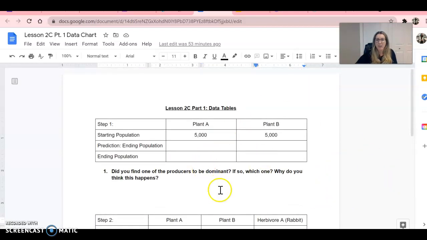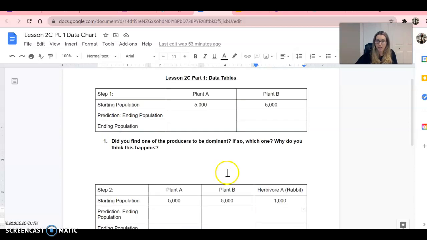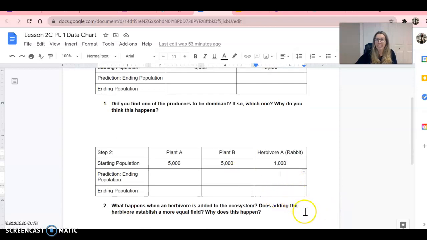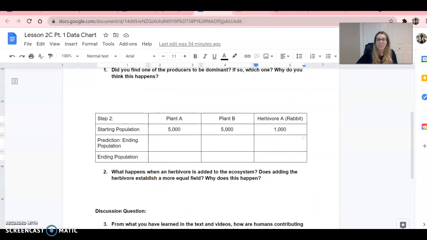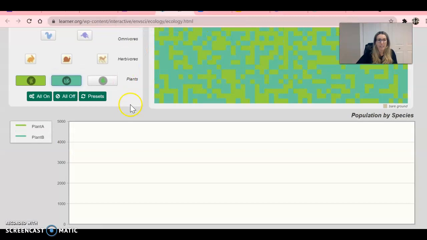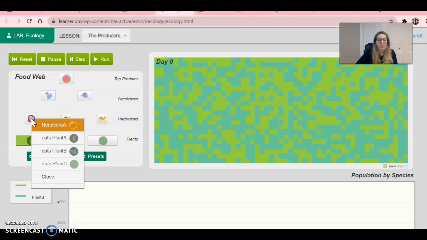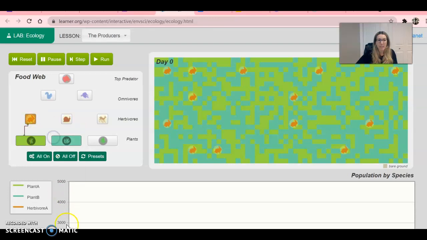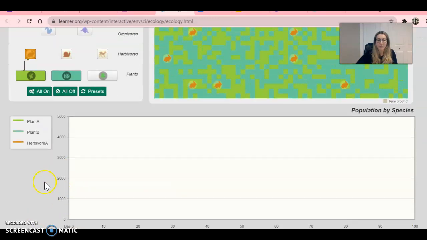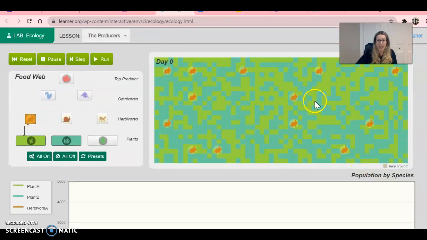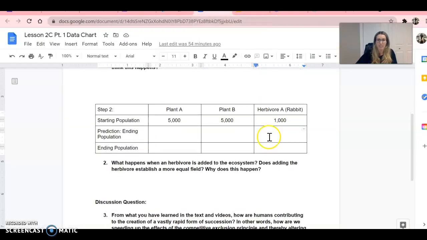One thing to keep in mind is if you realized that one of these plants was dominant in the first part, remember that the herbivore is going to be eating that dominant plant in this habitat. So that one is most likely to be reduced. That's something to keep in mind when you're making your predictions for the ending populations. Once you have added, let's go back to the simulator, what you're going to do, click on the rabbit, click Eats Plant A. Now you can see that there are some rabbits in your ecosystem. And once you click Run, you will be able to find the ending population and see what happens once those herbivores are added to the ecosystem.